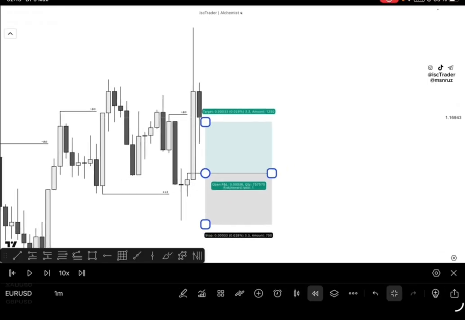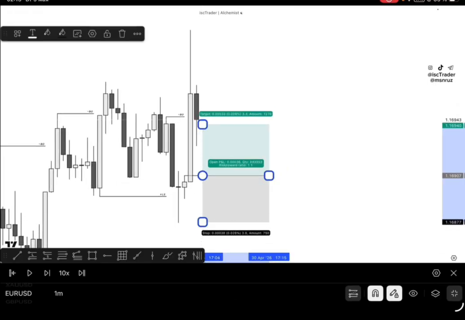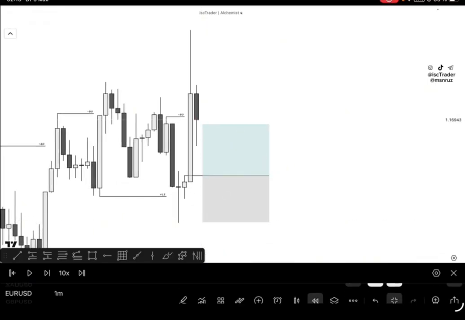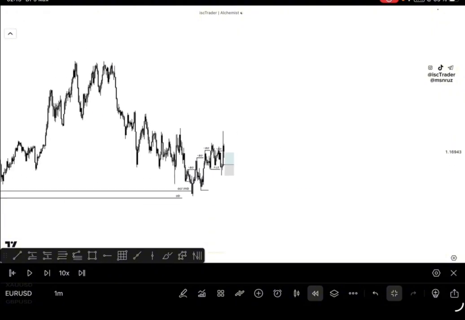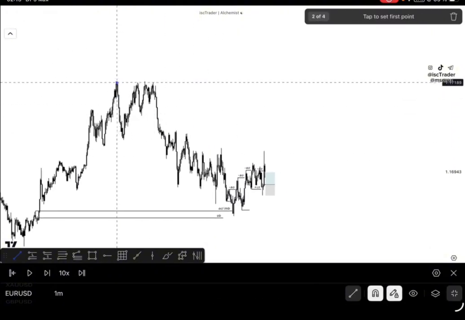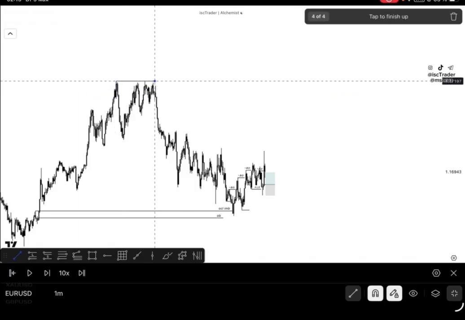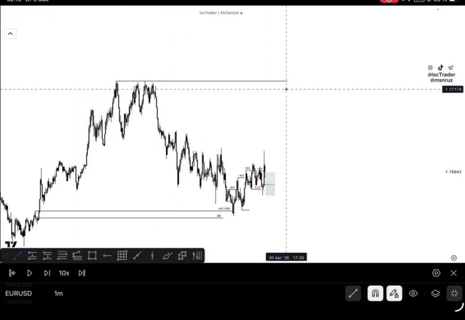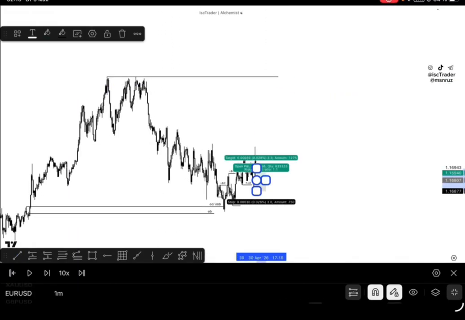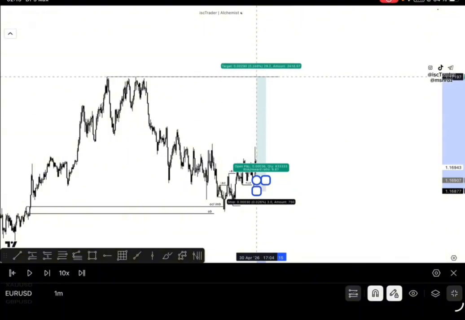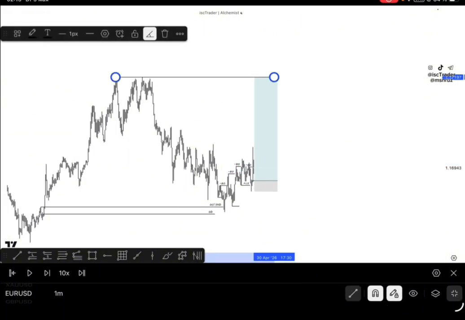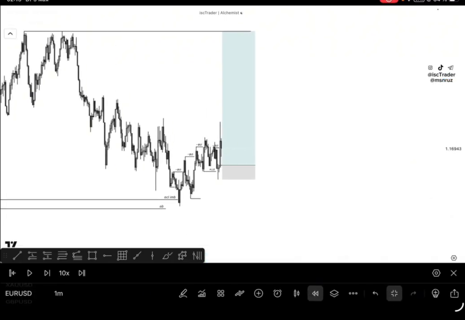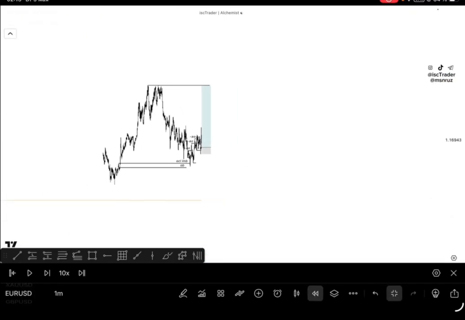Stop loss at valid low. Okay. Take profit. Take profit. External range liquidity. All right, this is our first take profit.